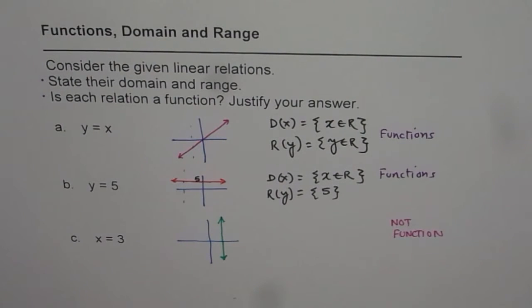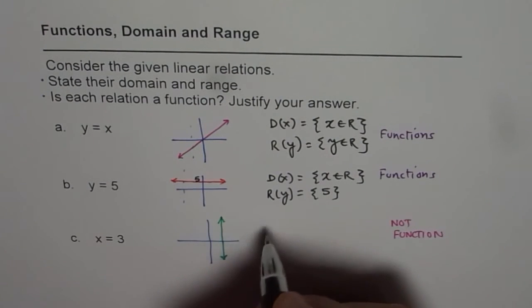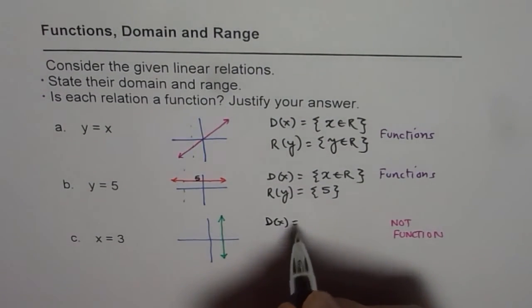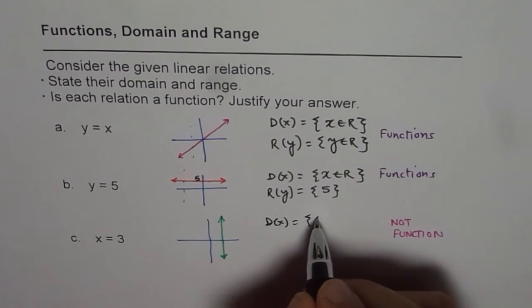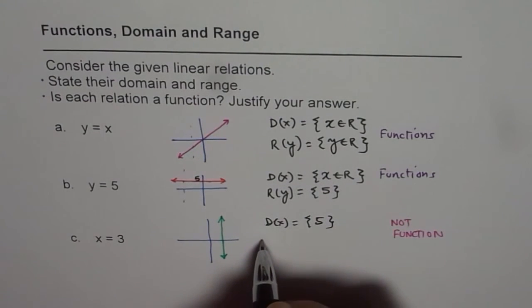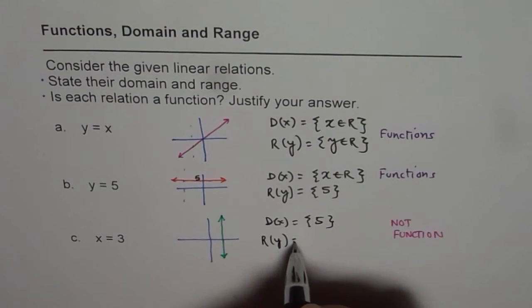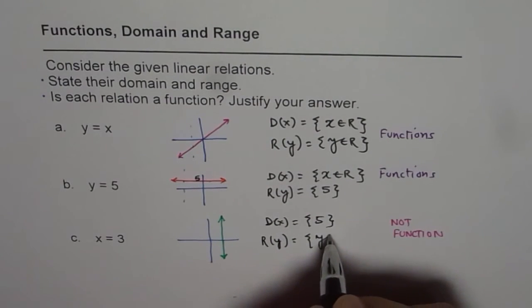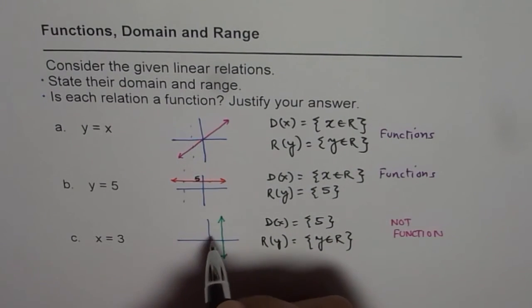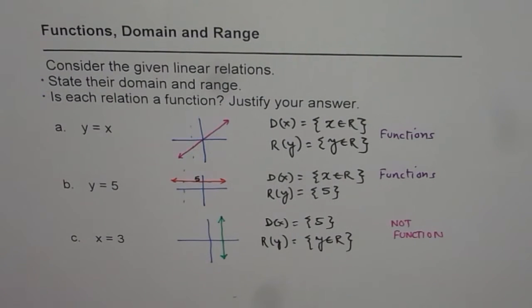Now, what is its domain and range? Here, as far as domain is concerned, we have just one element, and that is 3. But as far as range is concerned, it is the set of all real numbers, right? So y belongs to real numbers, could be any number along this line. Do you see that? So that is how we can answer this question.